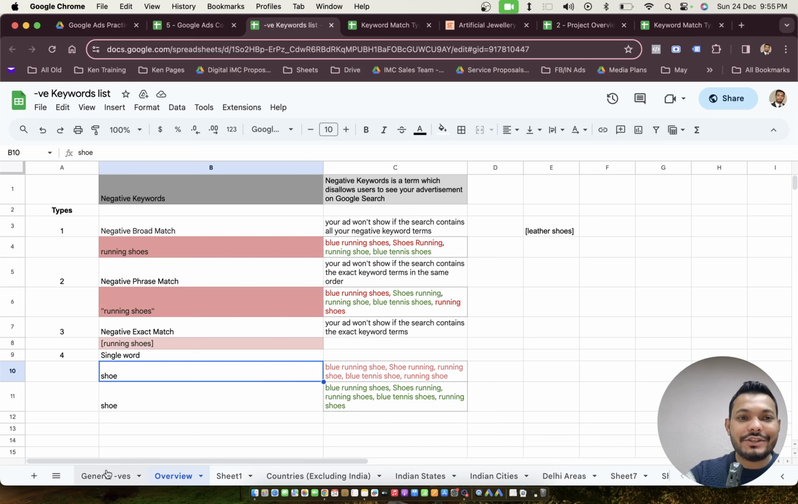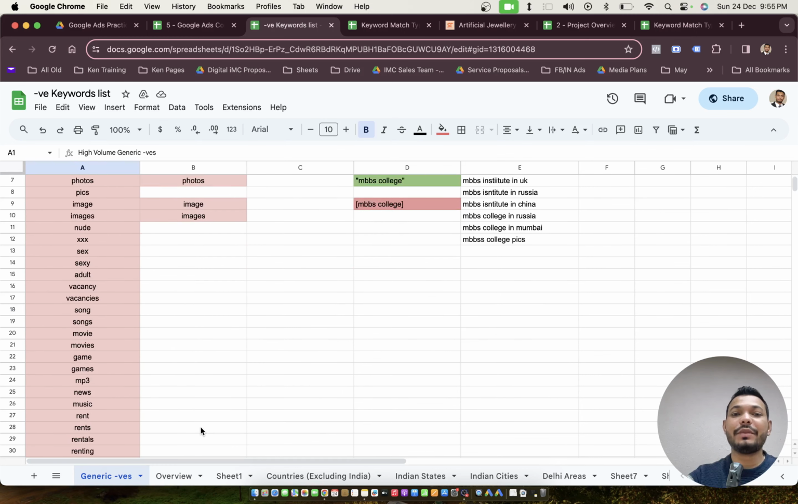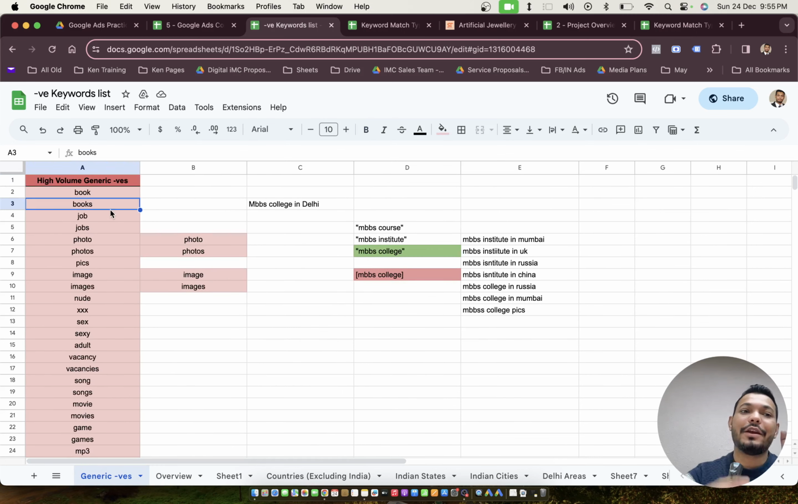Now let's talk about the generic negatives. A generic negative list is something I made for myself back in 2015, while I was learning Google Ads and implementing it in different ad accounts, where I saw that a lot of people are typing these terms very heavily whenever they are searching anything on Google. People heavily type things like books, jobs, photos.